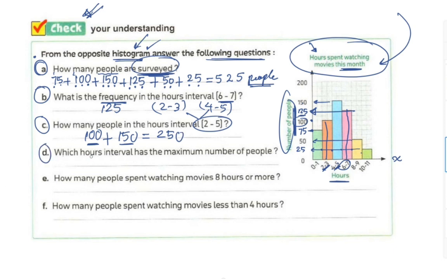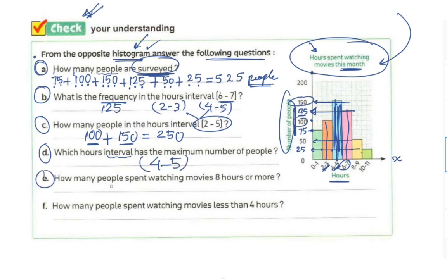Point D. Which hour interval has the maximum number of people? Which interval has the maximum number of people? It's the biggest one, the greatest column here. This one is the greatest one. So we have 150. This interval is from 4 to 5.